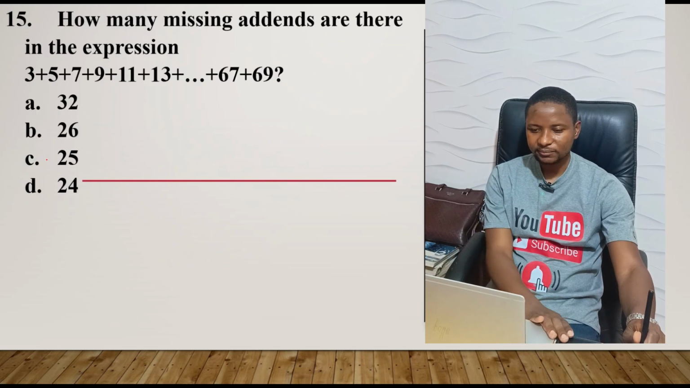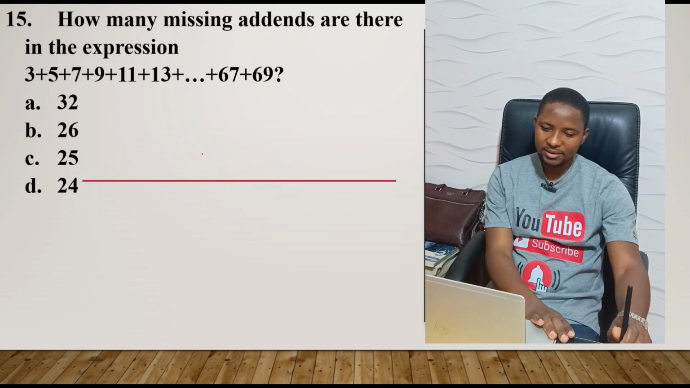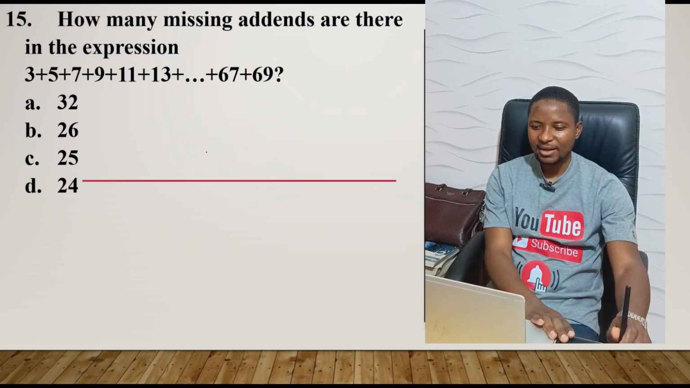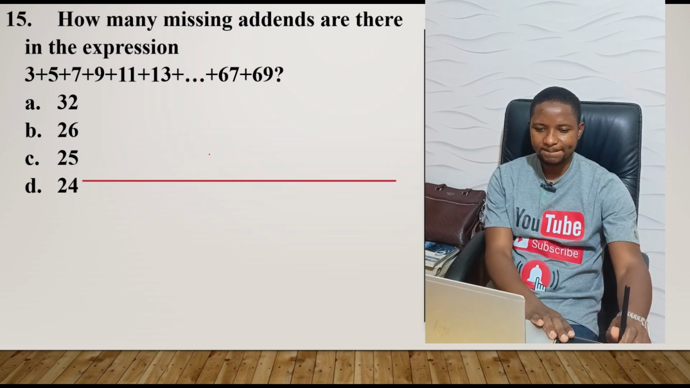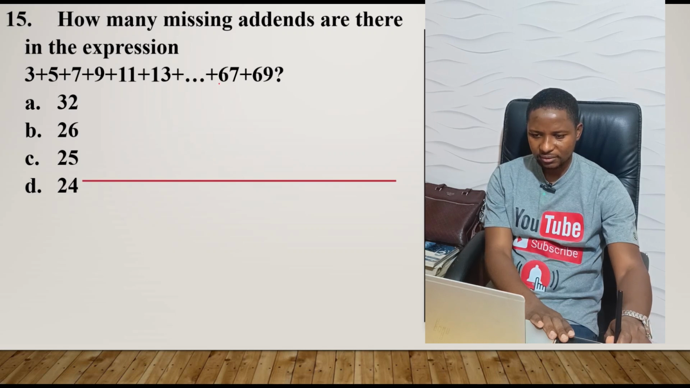Wow, the last one. How many missing addends are there in the expression? You have 3, 5, 7, 9. If you notice, these are a bunch of odd numbers. So this is the calculation for this. Pick the number immediately after the missing ones, minus the one before the missing ones, divide it by 2, then take 1 from it. That will give you the total number that is missing in the middle. That's the simplest way for exam strategy.